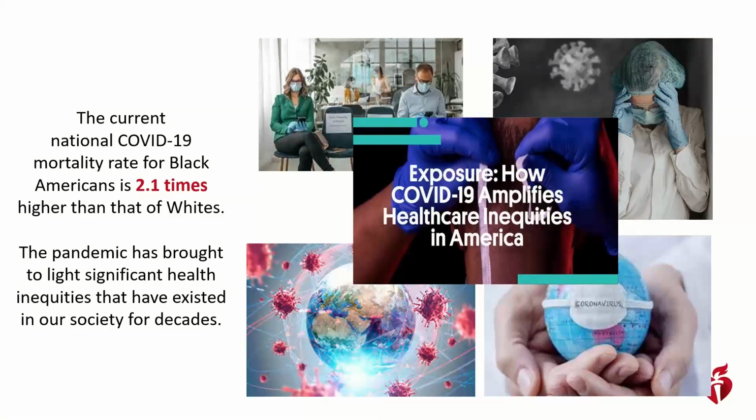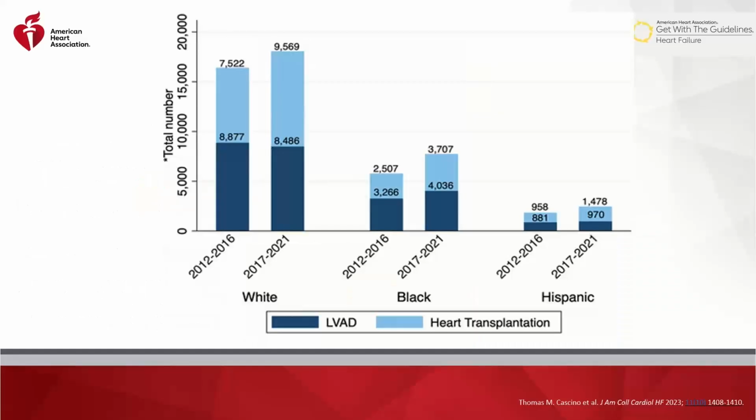The COVID epidemic really helped to expose these disparities in care, as we saw Black Americans had 2.5 times higher mortality rates compared to whites. And so I think that the COVID pandemic helped to expose these disparities. Next slide. And as we look at heart failure, we realize, and this is from data from Dr.